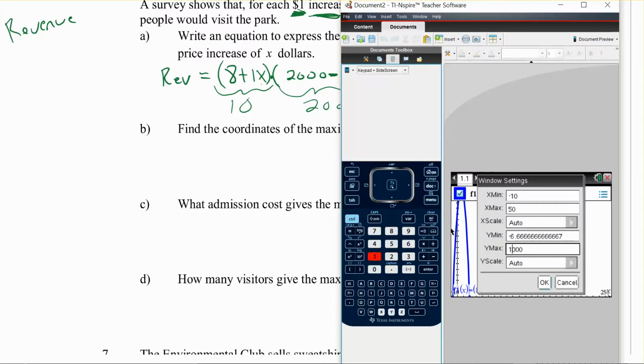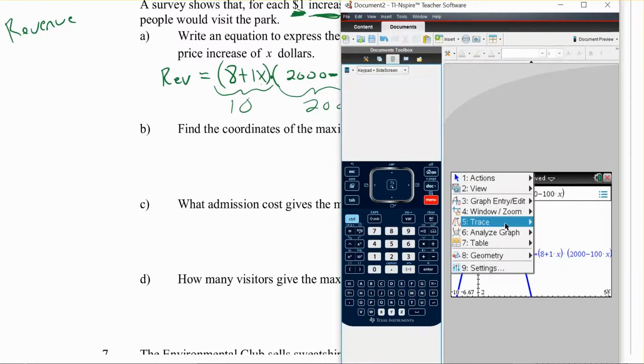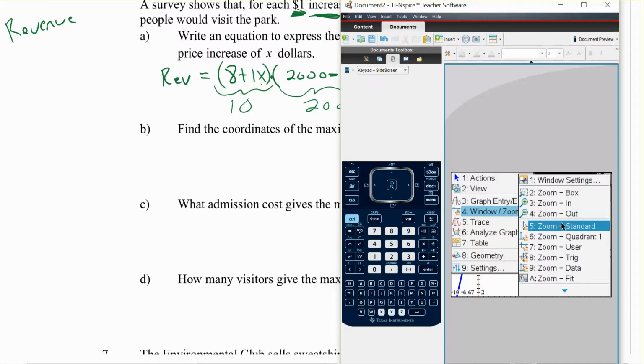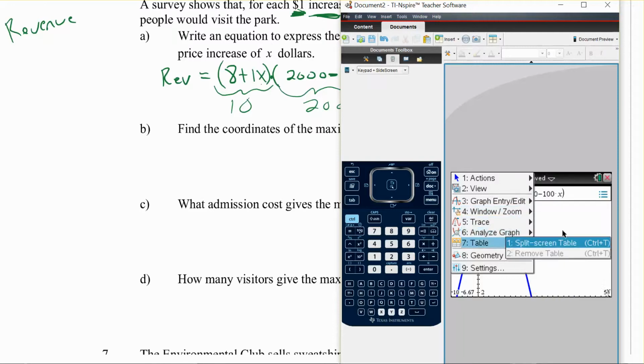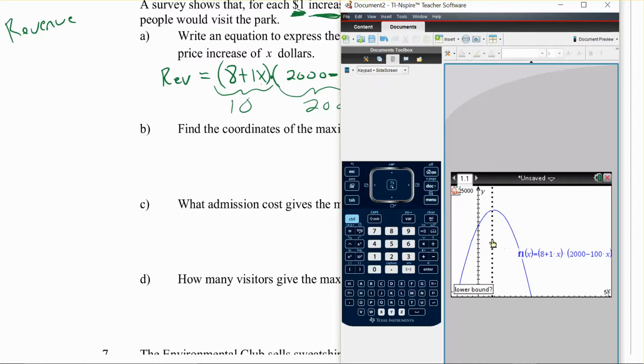Let's try that. Oh, still not quite high enough. All right, I'm going to pause it. Okay, 25 was the number. Okay, so just like we were doing before, you're going to go menu, window, zoom. Oh, not window zoom, sorry, analyze graph. Sorry, I'm all over the place. This is a maximum, so I'm going to go maximum. I'm going to go to the left. I'm going to go to the right.